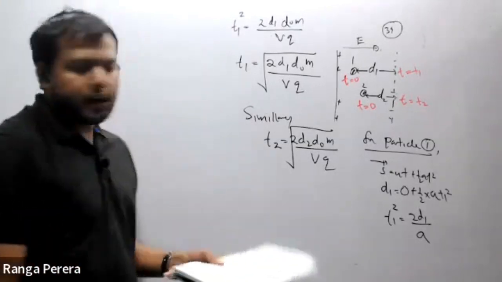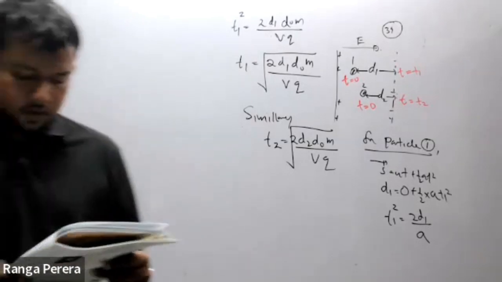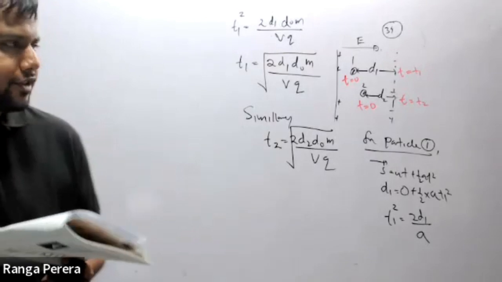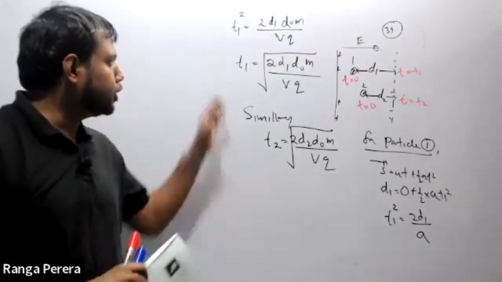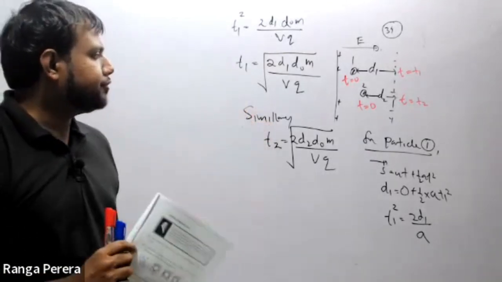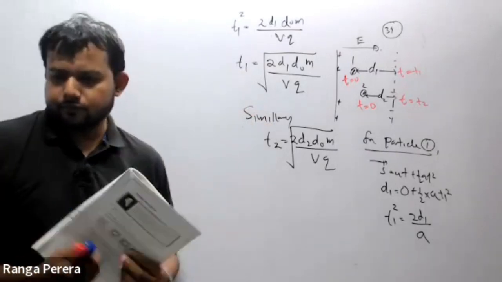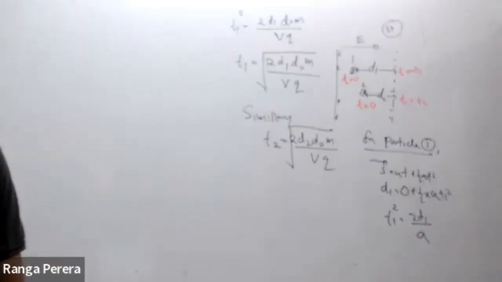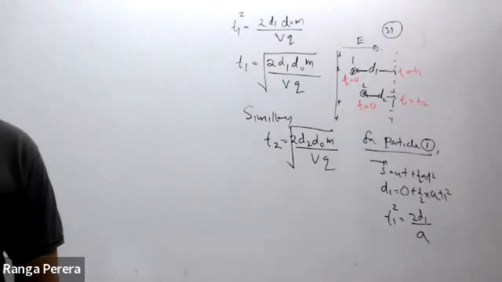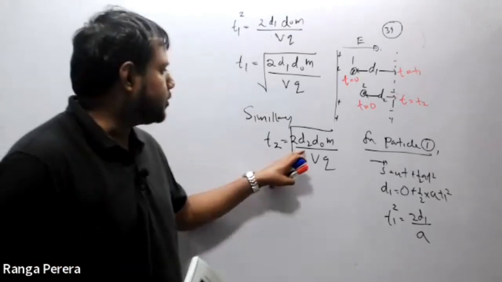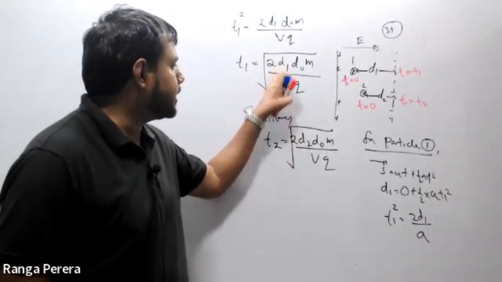So we got t1 and t2 separately. And indicate which ion reached the mesh first. According to these answers, which ion reached the mesh first? Can you tell me which ion reached the mesh first? Yes, ion number 2. The reason is the time duration is small, since d1 is greater than d2.